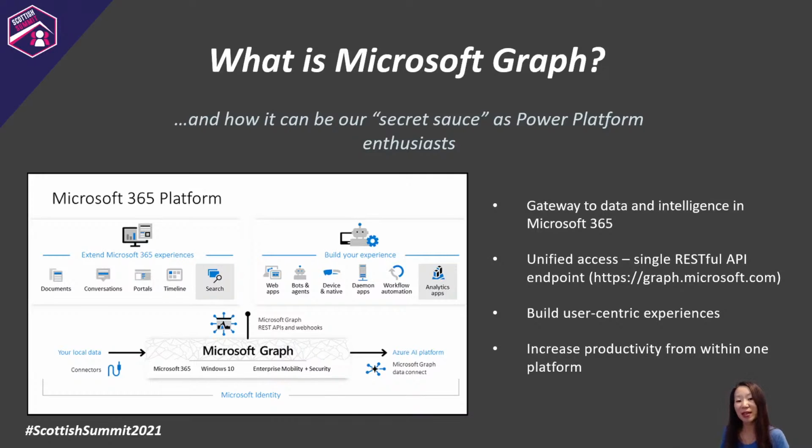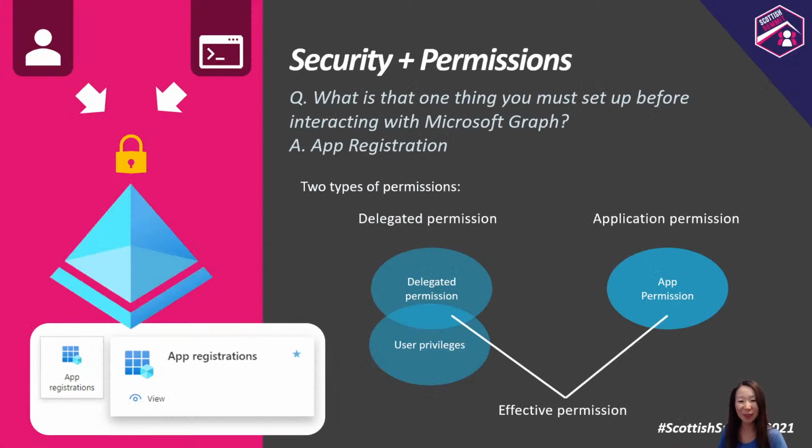Before we get into the fun bits, let's cover this one important topic: security and permissions. Before we can consume Microsoft Graph from any client or application, we must first acquire an access token from the Microsoft Identity Platform. To do this, we need to register an application using the app registration in Azure. Once the app has been registered with the Microsoft Identity Platform, a few of the properties configured and obtained during the registration will be used to request the token.